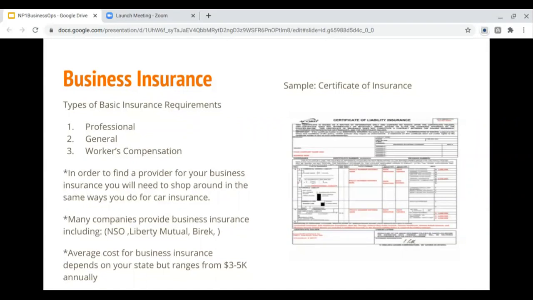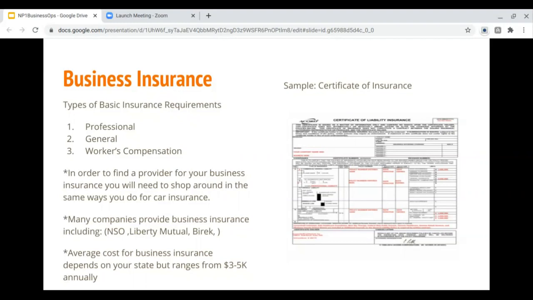Business insurance and workers' comp is just like looking for insurance for your car. That's the best way that I can compare it. And you can shop around. So there's a lot of different companies. I listed here some of the companies, and I'll link them into the group as well with everything else.